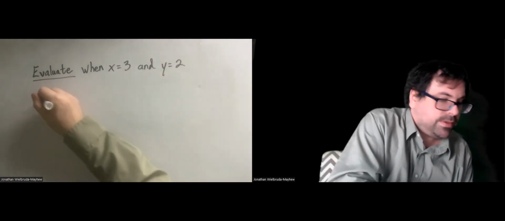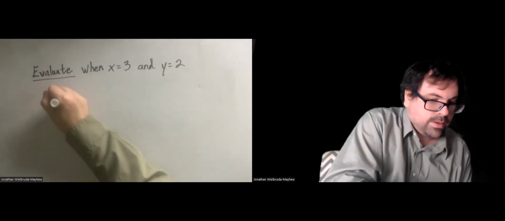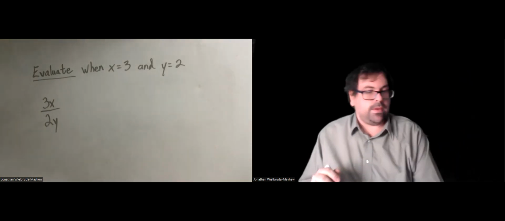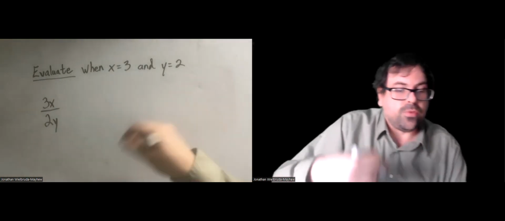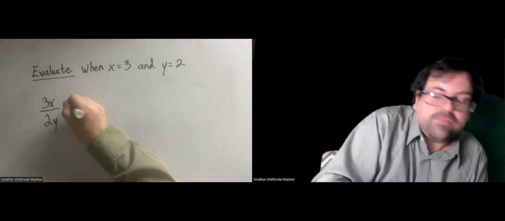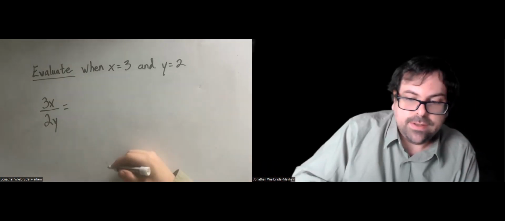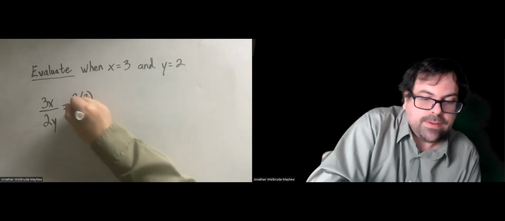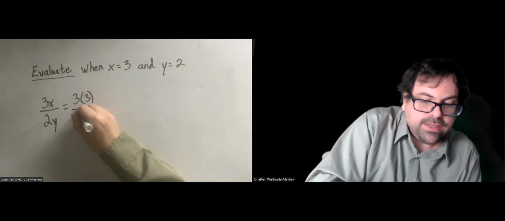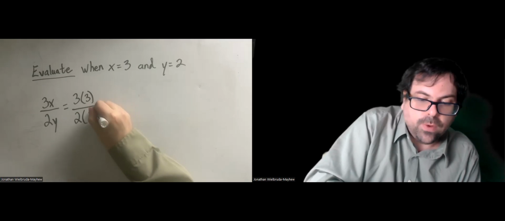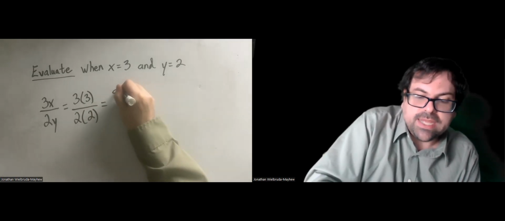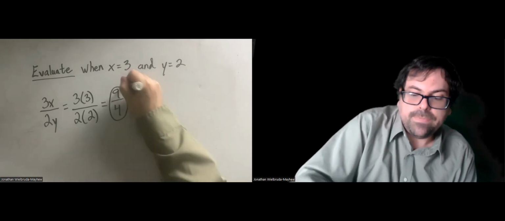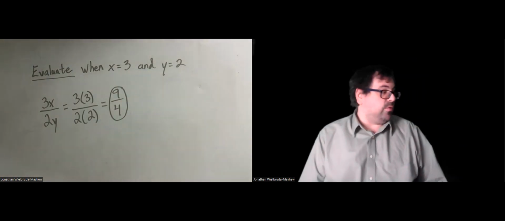Same values. Three x over 2y. Feel free to try these. We plug in 3 for x. We plug in 2 for y. 3 times 3 is 9. 2 times 2 is 4. We get 9/4.